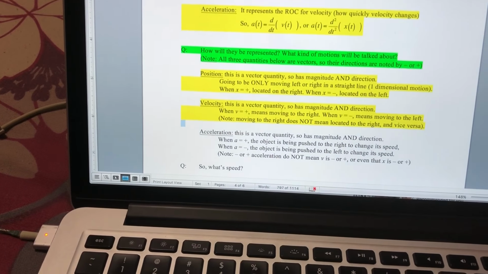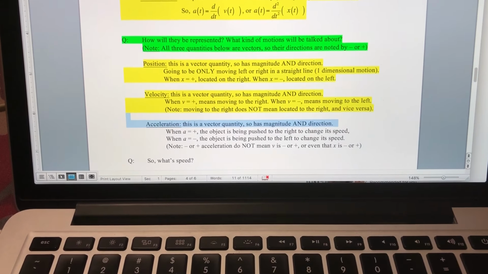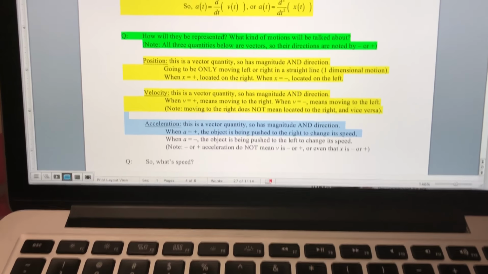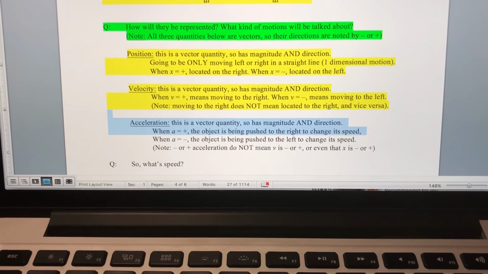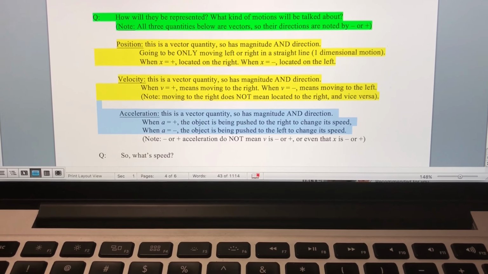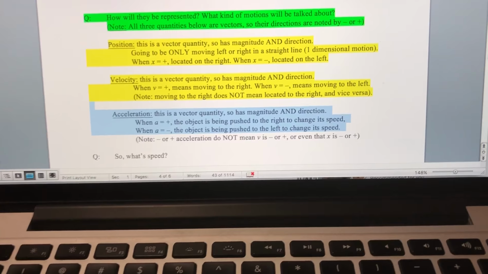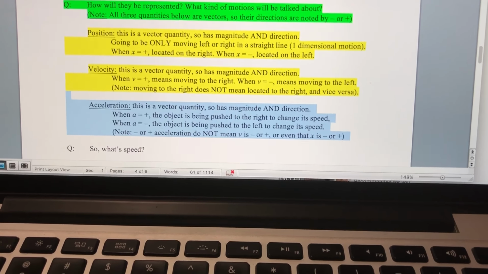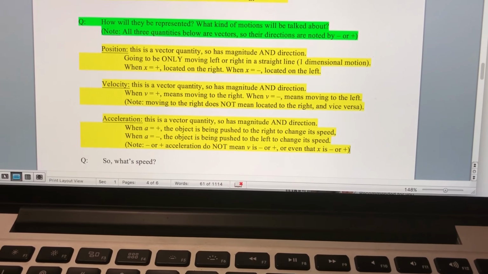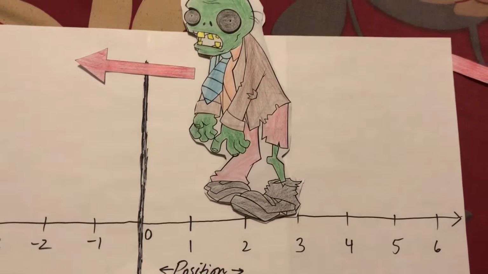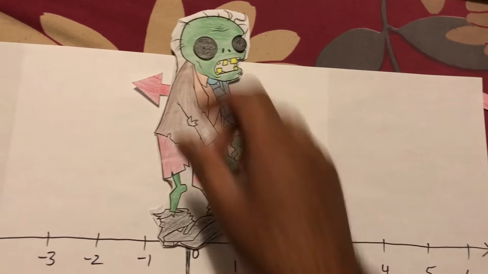Now going forward, acceleration is also a vector quantity, has magnitude and direction. And when the acceleration is positive, it's feeling a push to the right to change its speed. When acceleration is negative, push to the left to change its speed. And just for clarification, negative or positive acceleration does not mean that the speed, the velocity, or the position are negative or positive themselves.